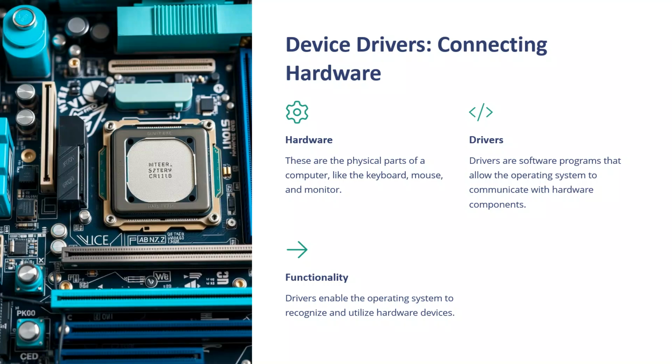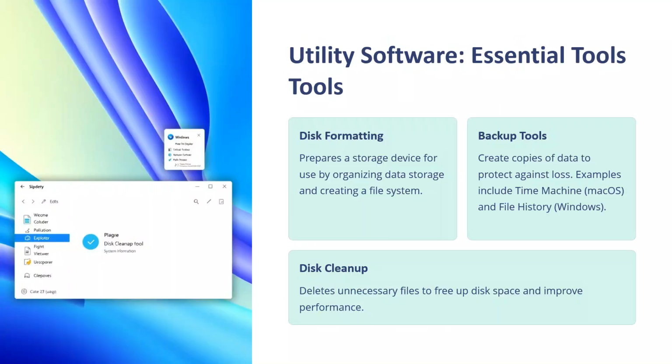So there are very many software types that we normally use in an operating system. For example, we have device drivers that link to the hardware and tell the hardware what to do. The functionality of device drivers is that they enable the operating system to recognize and utilize the hardware.